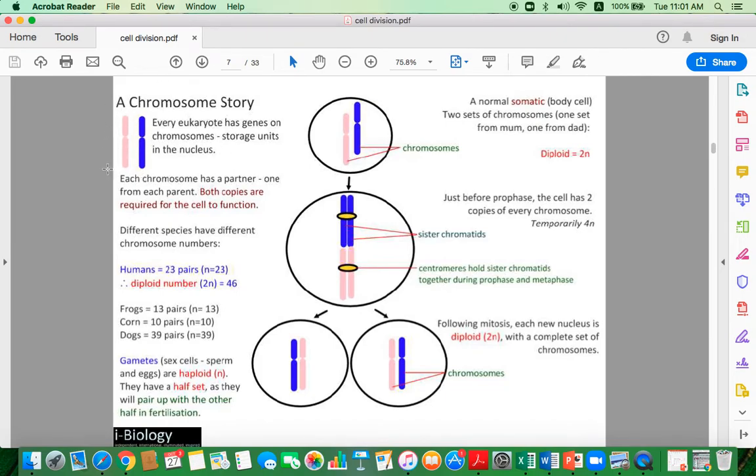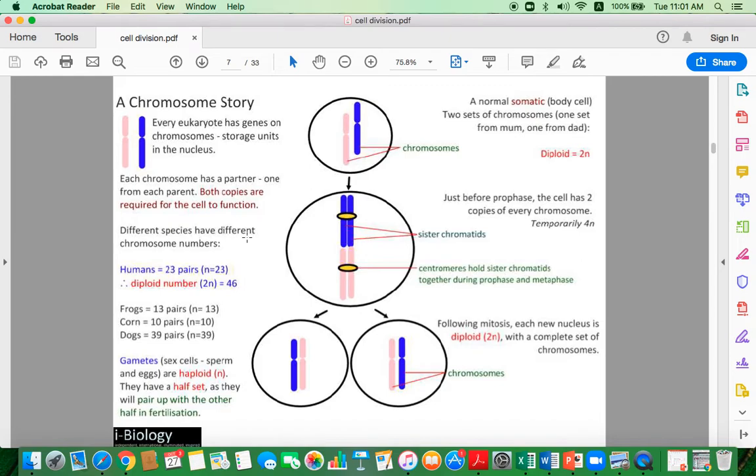As you can see, we have two chromatids, and every single chromatid has DNA that is supercoiled in this section, okay? Each chromosome has a partner, one from each parent. So one comes from your mother, one comes from your dad. Both copies are required for the cell to function.